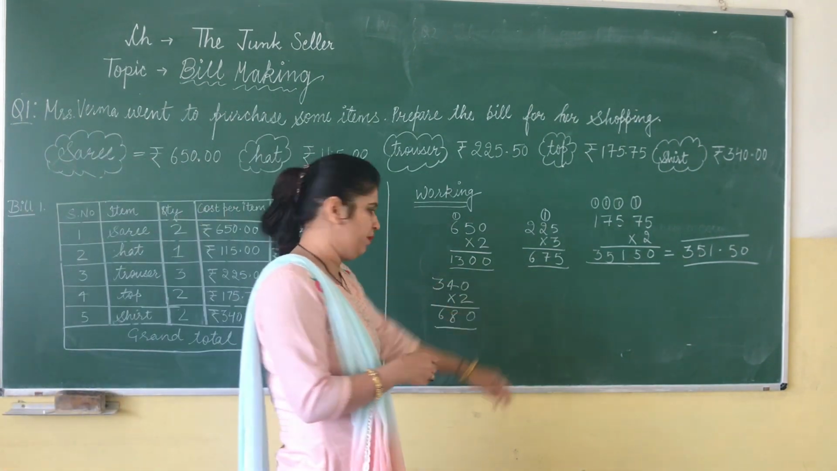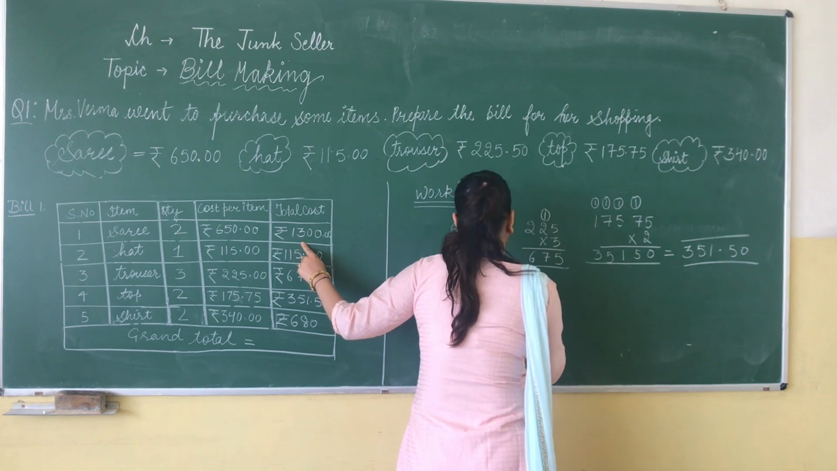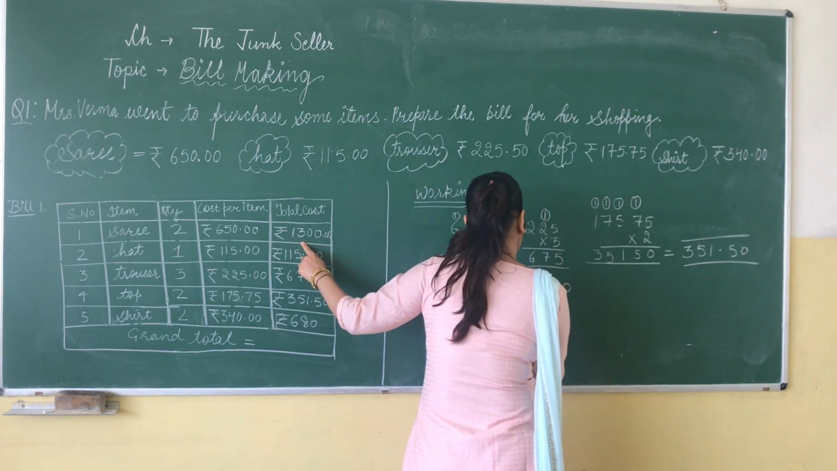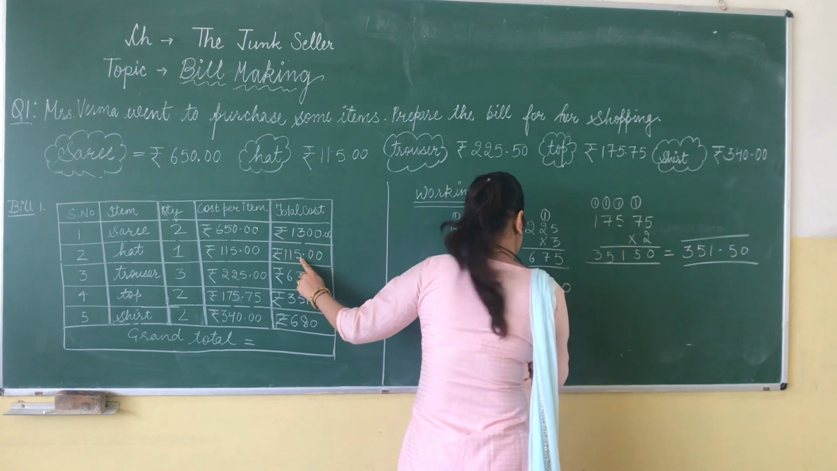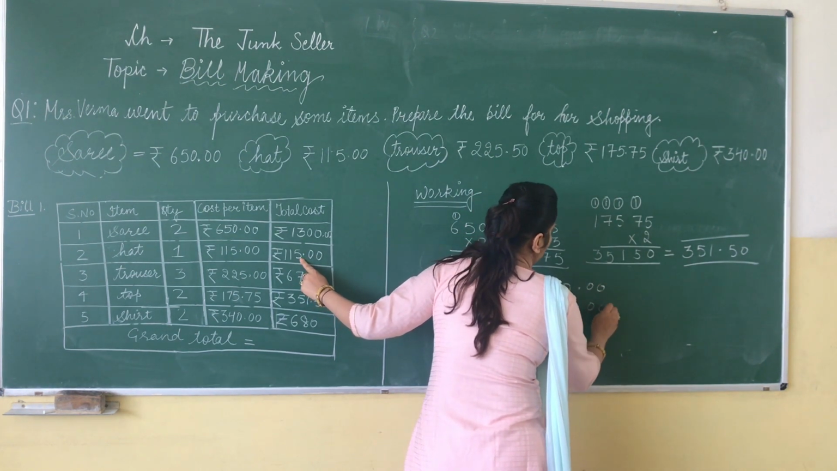Here we do the working part. First we have rupees 1300. Then we have 150, 1300 0 paise, 100 0 paise.